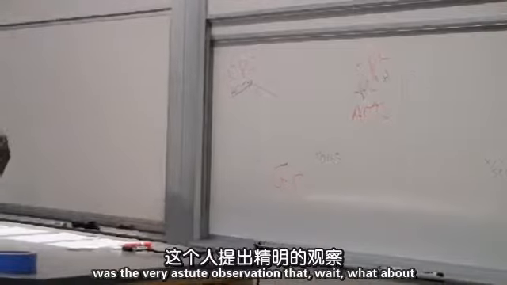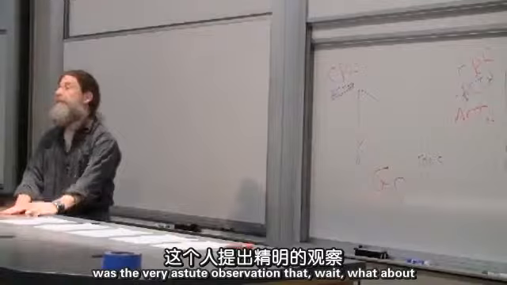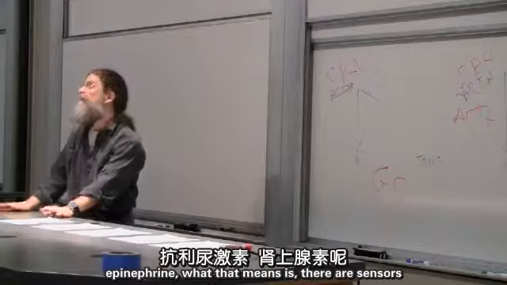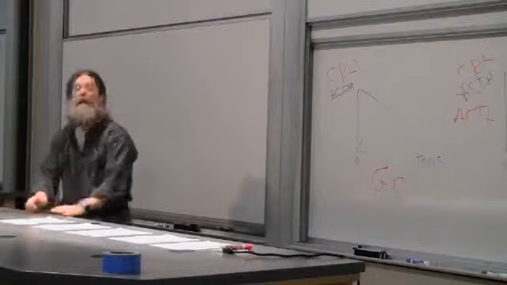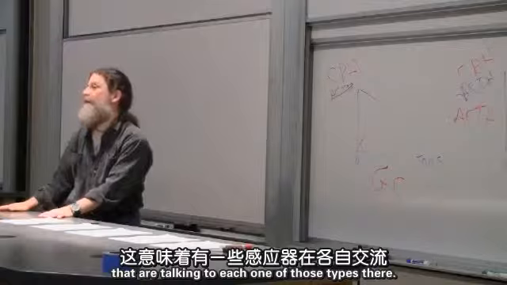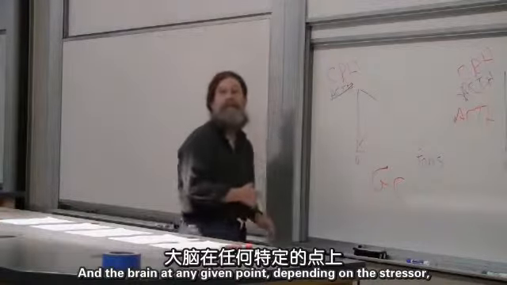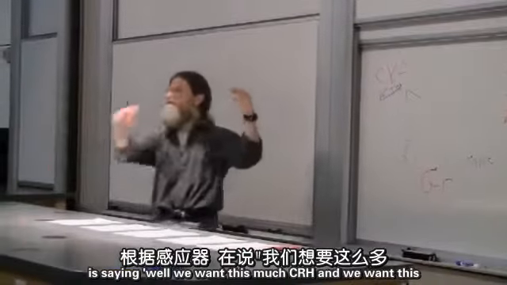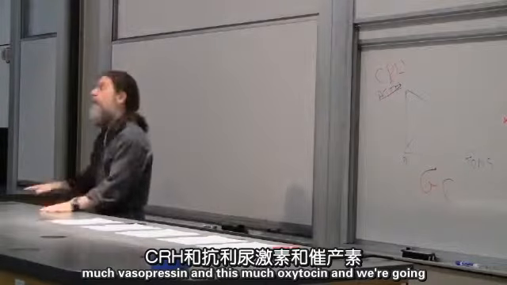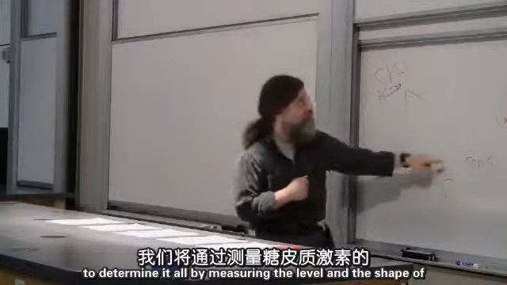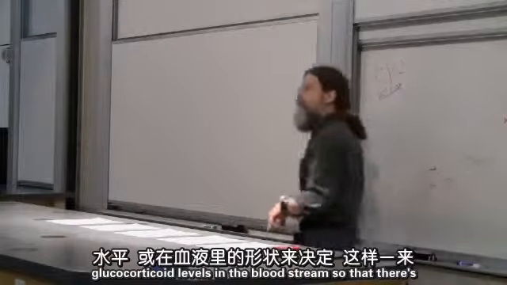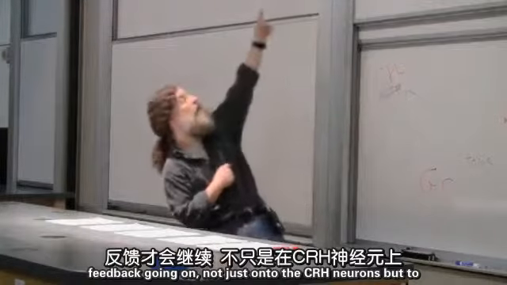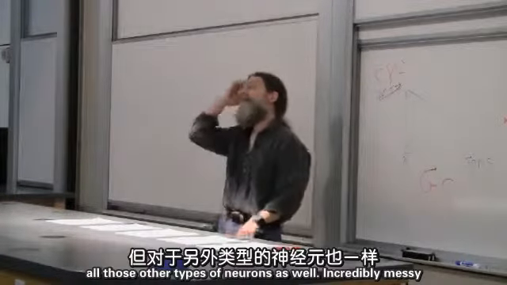What the person brought up was the very astute observation: wait, what about all those other types up there, oxytocin, vasopressin, epinephrine? What that means is there are sensors that are talking to each one of those types. And the brain at any given point, depending on the stressor, is saying, well, we want this much CRH, this much vasopressin, this much oxytocin, and we're going to determine it all by measuring the level and the shape of glucocorticoid levels in the bloodstream, so that there's feedback going on, not just onto the CRH neurons, but to all those other types of neurons as well.